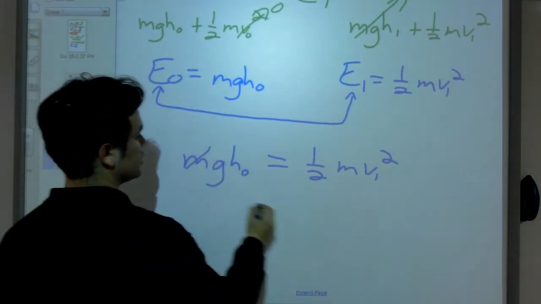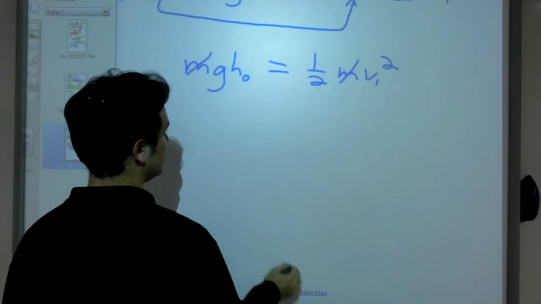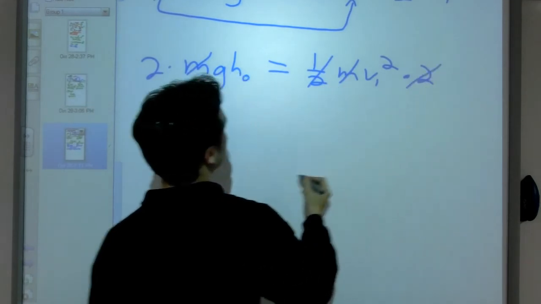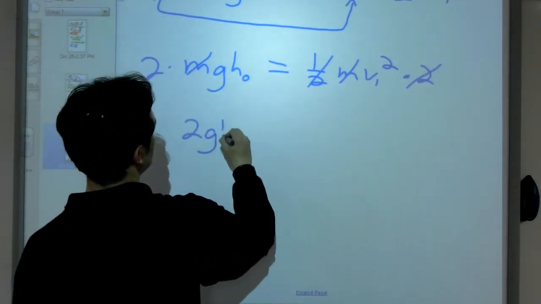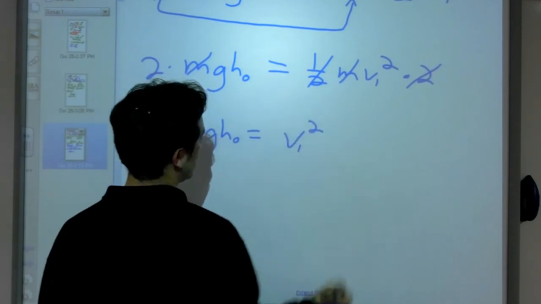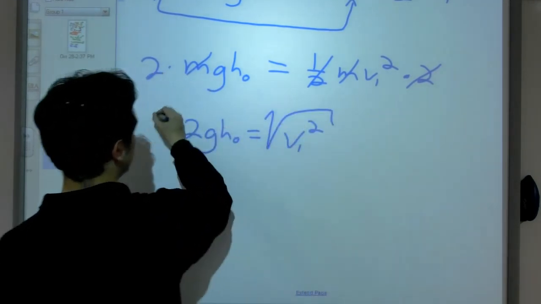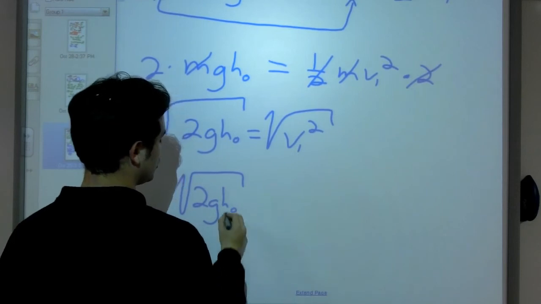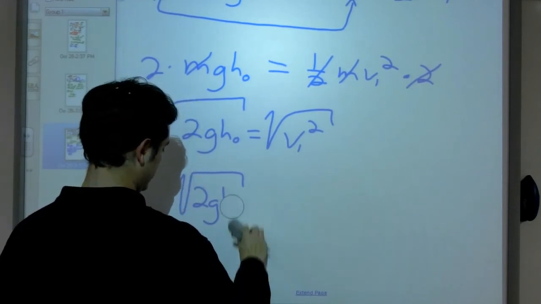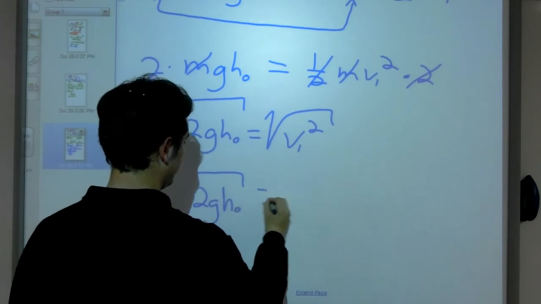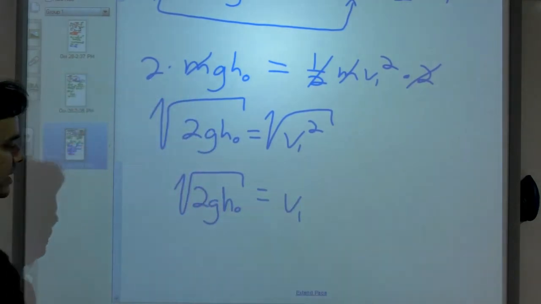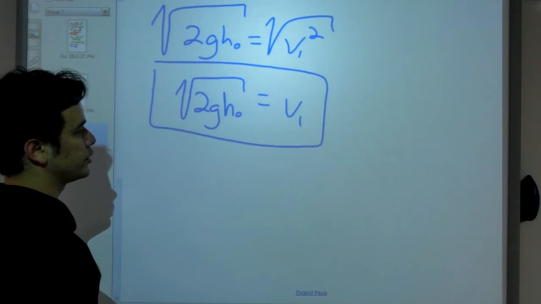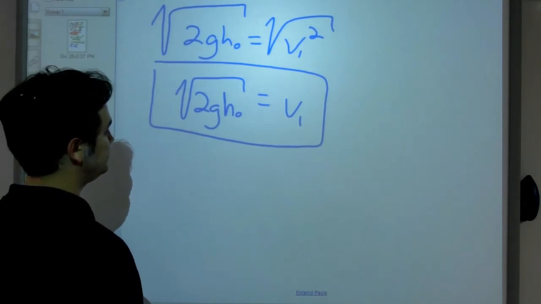Oh, that's convenient. My masses drop out. I can multiply both sides by 2 to get rid of that 1/2. And I end up with 2 g h naught equals v1 squared. I take the square root of both sides, and I end up with the square root of 2g times my initial height equals my final velocity. This is actually a nice general equation. This is one that applies in most circumstances as long as you're just dealing with potential energy and kinetic energy.